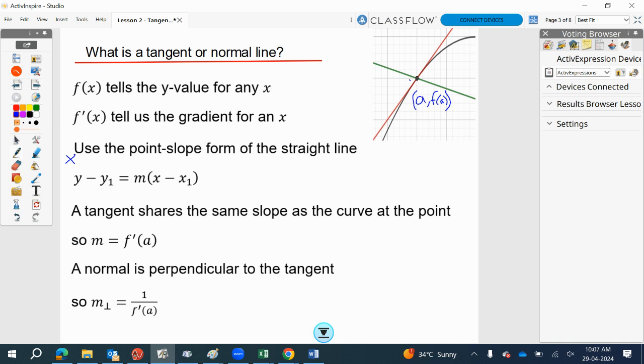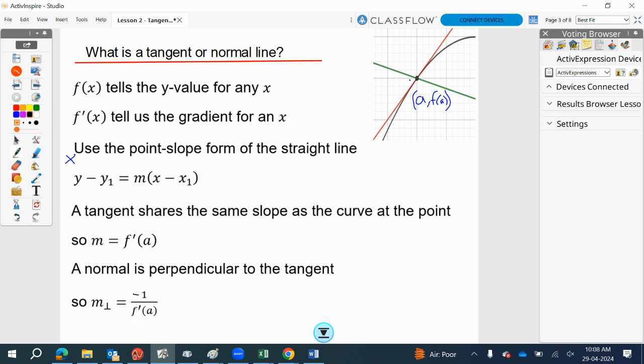So a tangent shares the same slope as the curve at that point. The derivative gives us this. There's a slight typo here: m is equal to y prime of a. The gradient is equal to the value of the derivative of the original function at x equal to a. A normal, the green line drawn here, is a line which is perpendicular to the tangent through the point of tangency. This is called a normal.